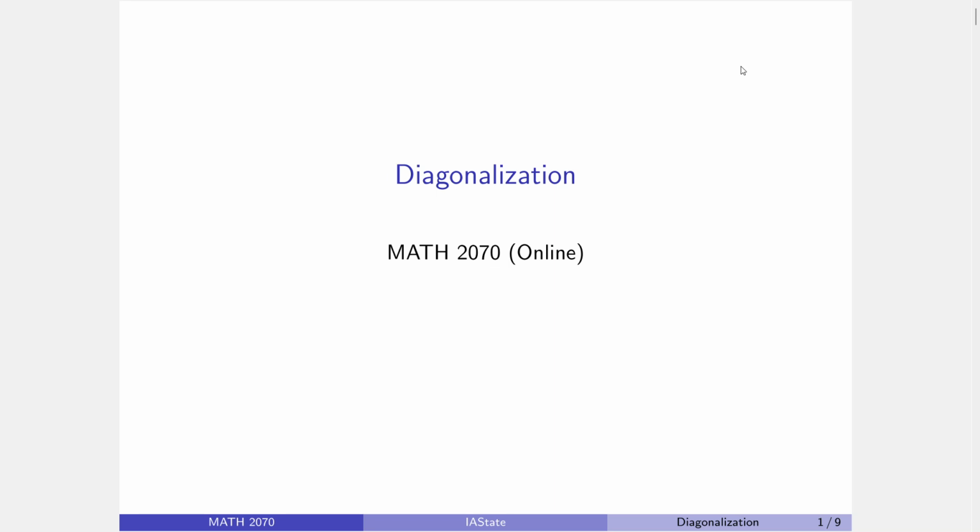Another 2070 video, and so today we're going to be talking about diagonalization, one of my favorite phrases here in mathematics, and broadly speaking, it's going to be a process of transforming a matrix into a diagonal one.